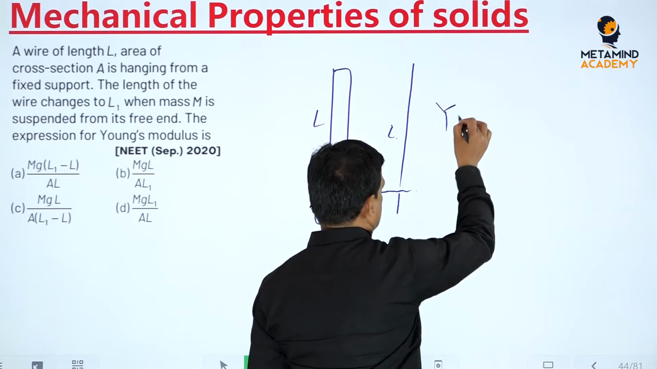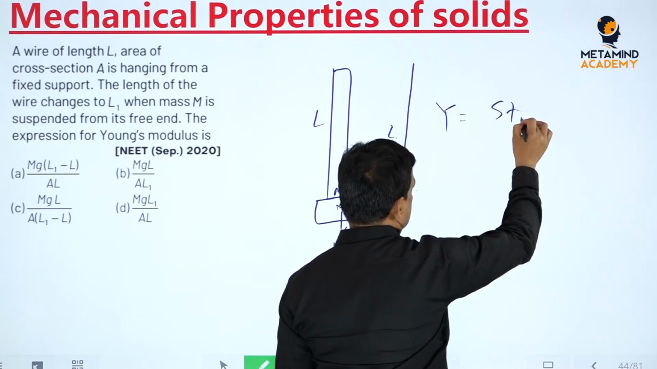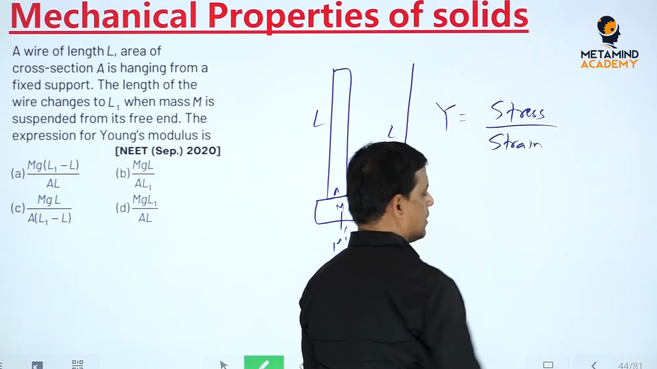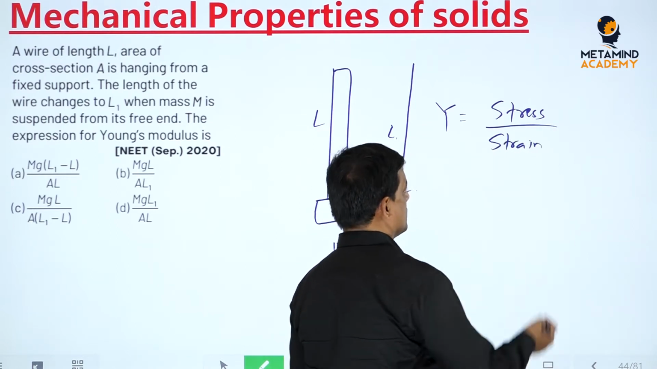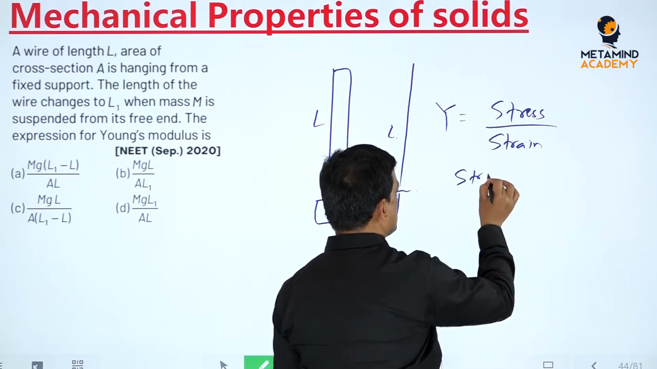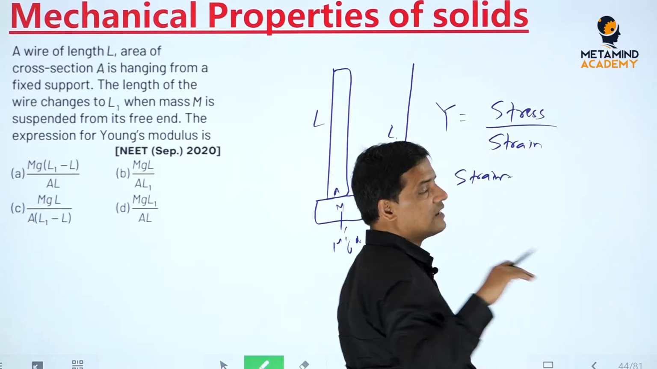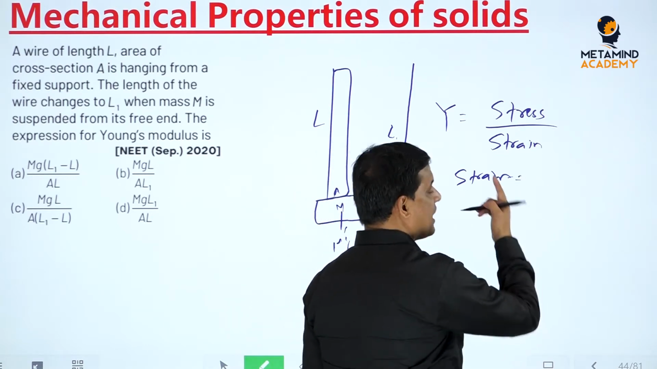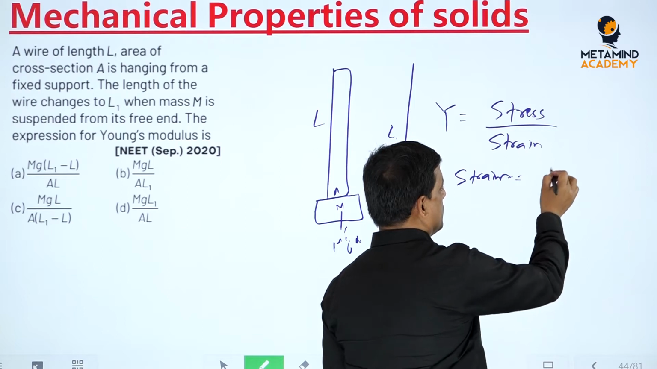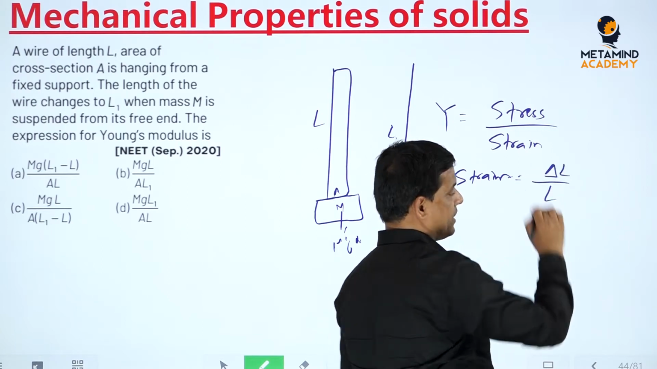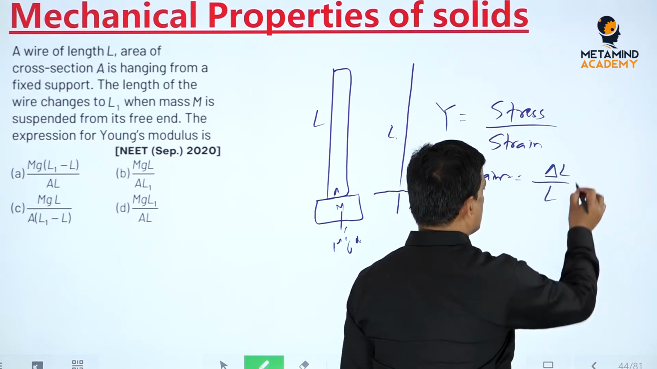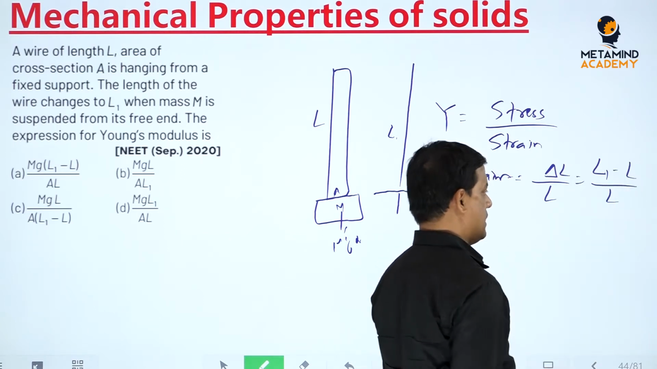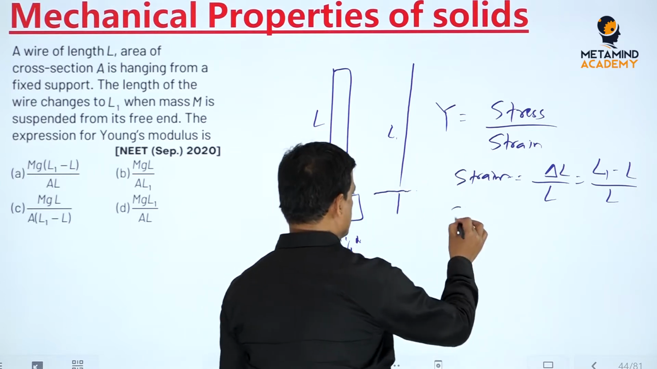Young's modulus of elasticity Y is given by stress by strain. Now, what is stress and what is strain? Strain is defined as change in dimensions by original dimension. Here the dimension changing is length, so we can say delta L by L. Now, what is delta L? Final is L1, initial is L, divided by L. So, this is your strain.